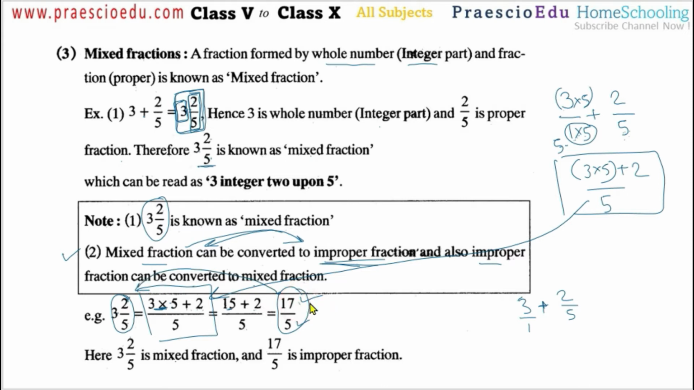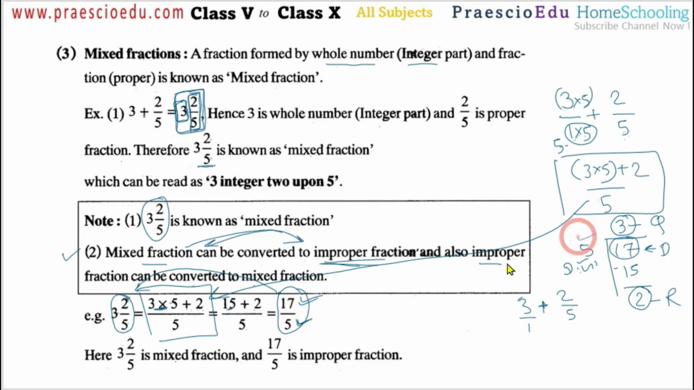This 17 is the dividend and this 5 is the divisor. We have to divide 17 by 5. 5 3s are 15, so after this the remainder is 2. So this is the remainder, this is the quotient, this is the dividend and this is the divisor. Now the quotient and the remainder give us the numbers, and the divisor stays the same.